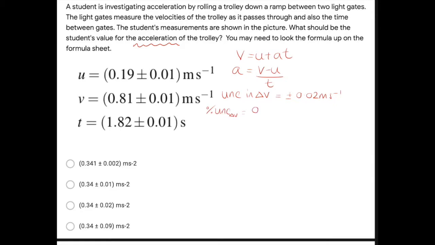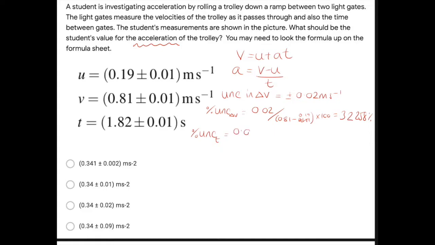From there, we can do our percentage uncertainty in delta v. So our absolute, 0.02, divided by our actual value, so that 0.81 minus 0.19, multiplied by 100, and that gives us a percentage uncertainty of 3.2258%. So that's our percentage uncertainty in delta v.